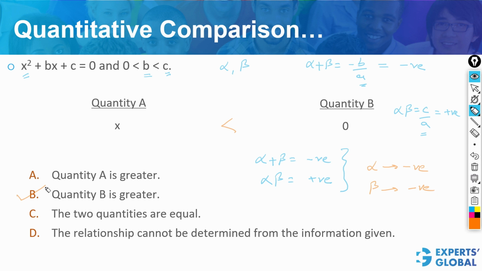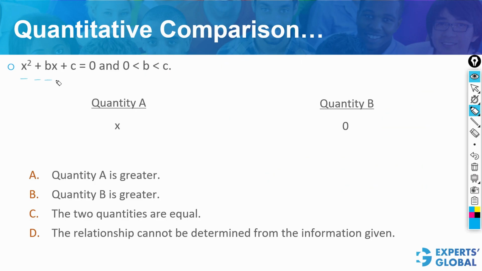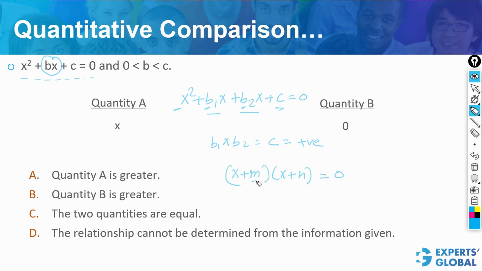We can also solve this problem without using these relationships by simply observing that to solve this quadratic equation, we will need to break bx into b1x and b2x such that b1 times b2 would be 1 times c, which is something positive. That would mean that b1 would be positive and b2 would be positive. Therefore, on factorization, we would get something on these lines: x plus m times x plus n equals 0, where m and n are going to be positive. Therefore, values of x are going to be either way negative. Therefore, quantity B is going to be greater.